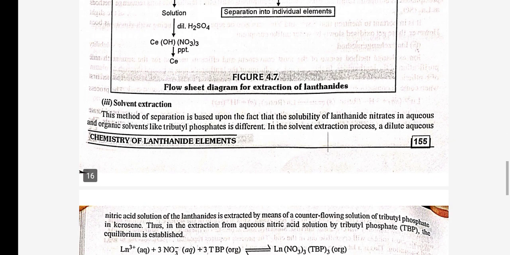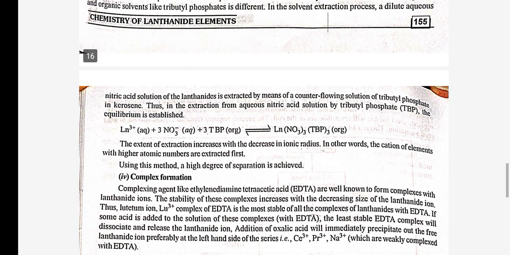Solvent extraction. This method of separation is based upon the fact that the solubility of the lanthanide nitrates in aqueous and organic solvents like tributyl phosphate is different. In the solvent extraction process, a dilute aqueous nitric acid solution of the lanthanides is extracted by means of counter flowing solutions of tributyl phosphate in kerosene.